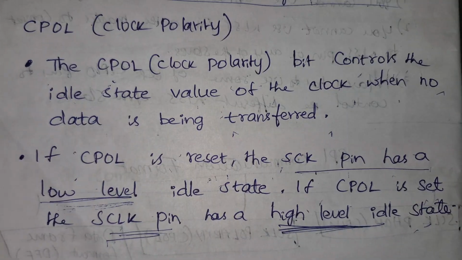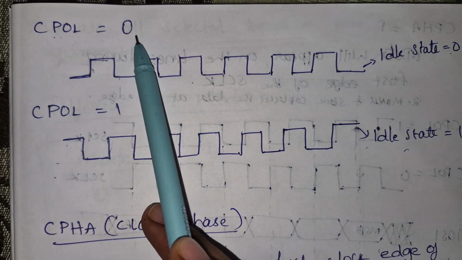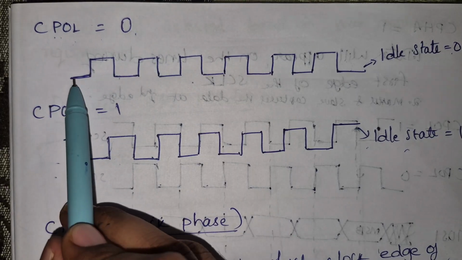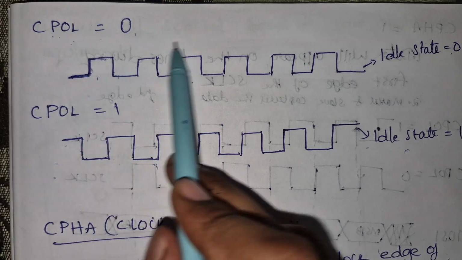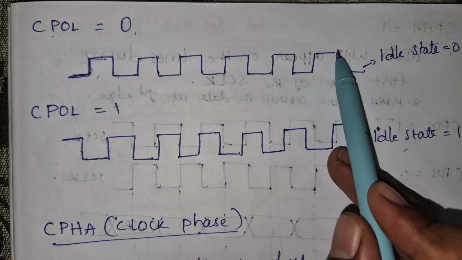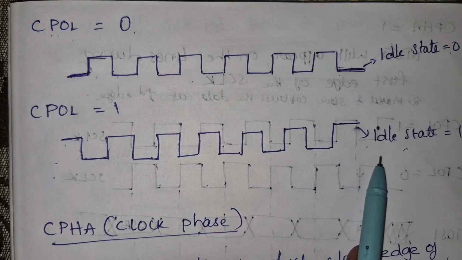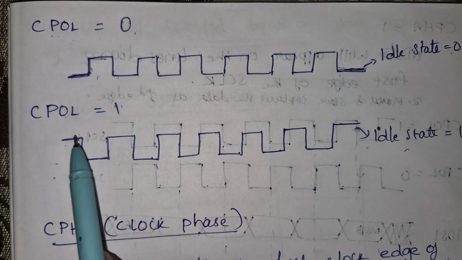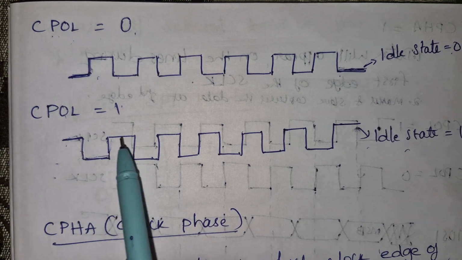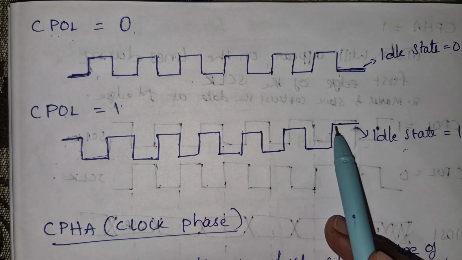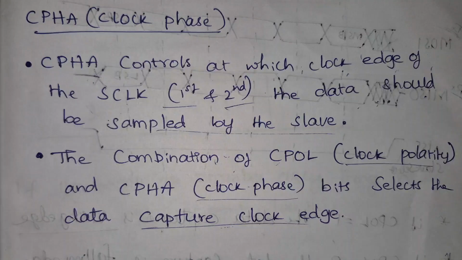Wait a minute, I will draw for you. Here you can see, this is the clock. When clock polarity is 0, the clock starts from 0 and rises to high, and when it ends, it ends with 0, means at low state. Similarly, when clock polarity is 1, the initial state of the clock is high and it goes to low, and at the end the clock again ends with the high state. This is what clock polarity is.